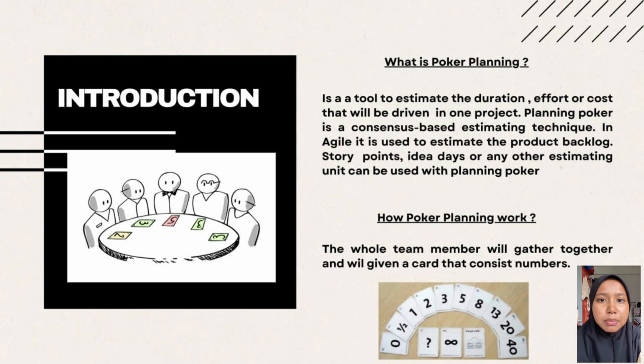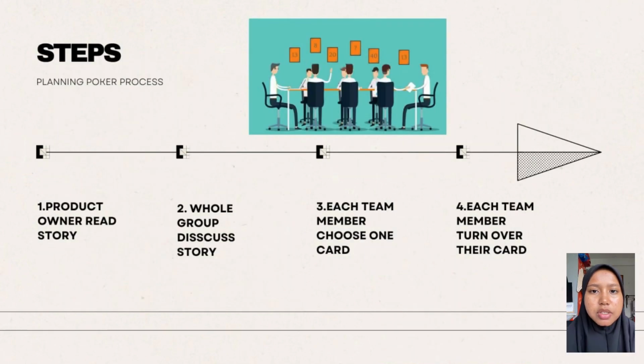How does POCR planning work? Basically, the whole team will gather together and will be given a card that consists of numbers, just like the figure above. There are several steps to do a POCR planning in our project. Step 1. The product owner, or the person who's responsible for delivery, will read out a user story or project requirement to the team members.